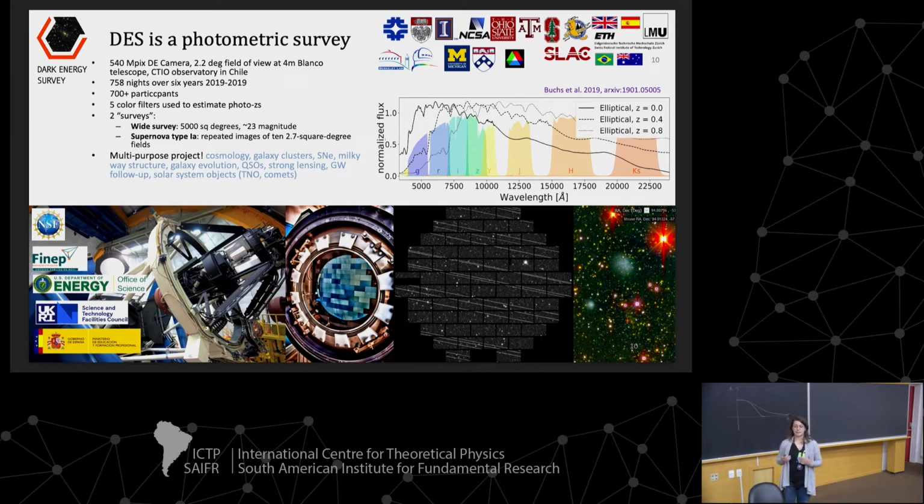There's analysis looking at, in addition to the galaxy clustering and weak lensing, galaxy clusters and supernovae. There are people studying Milky Way structure and dwarf galaxies, quasars, strong lensing, and solar system science, so a bunch of other things. So I'm focusing on galaxy clustering and weak lensing, but in general it's a really rich data set that gives people a lot of science to play with.